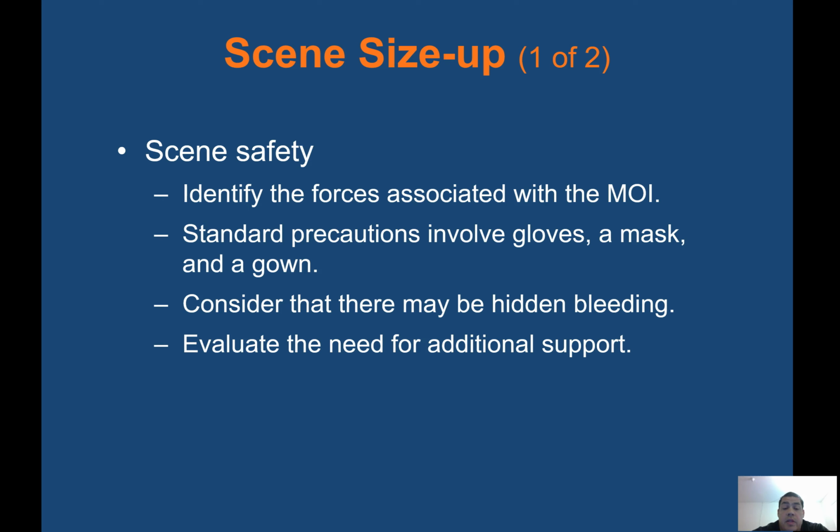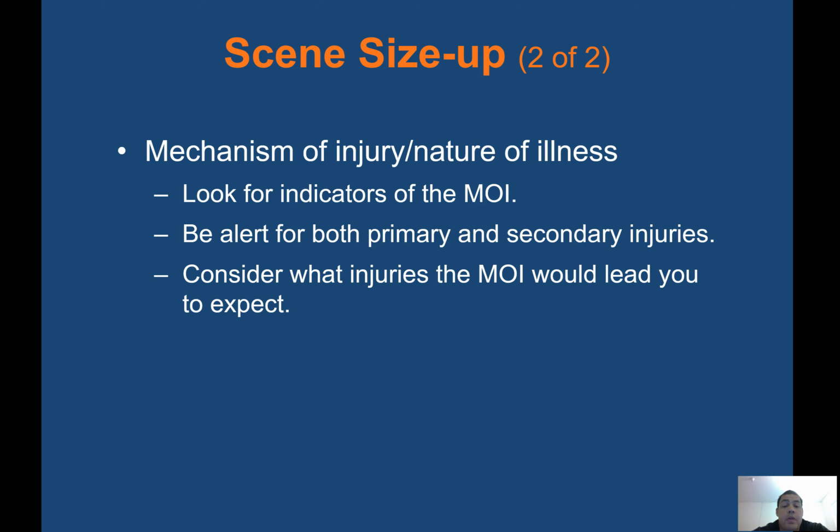Scene size-up, scene safety, identify the forces associated with the MOI. Standard precautions involve gloves, a mask, and a gown. Consider that there may be hidden bleeding. Evaluate the need for additional support. Mechanism of injury, or MOI, nature of illness. Look for indicators of MOI. Be alert for both primary and secondary injuries. Consider what injuries the MOI would lead you to expect.